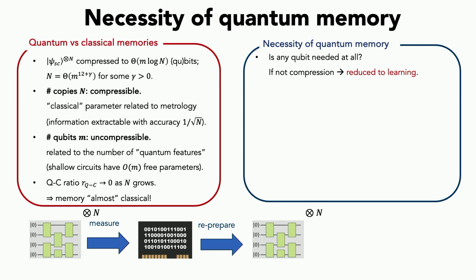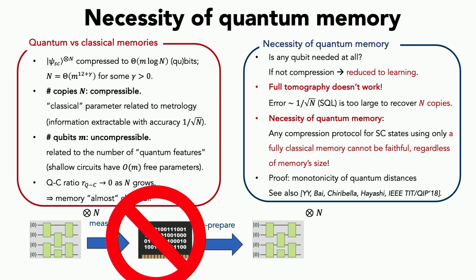Okay? But the catch here is that we would like to recover n copy states, not just one copy. We would like to recover all these n copy states. If you do full tomography on these n input copies, you are left with some standard quantum limit error 1 over root n, and they add up. So you wouldn't get vanishing error if you consider the n-copy distance with the original states. And even more, we can rigorously show that any compression protocol for these shallow circuit states attempting to use fully classical memory would not have vanishing error, no matter how large this classical memory is. Even if the classical memory is infinitely large, you still cannot do it. The proof is an extension of our previous result, which I presented maybe 7 years ago at QIP as well.